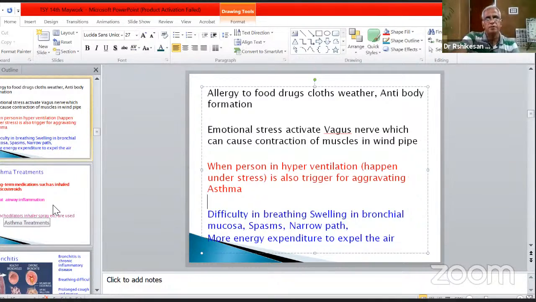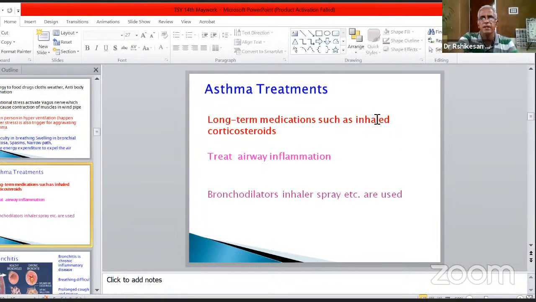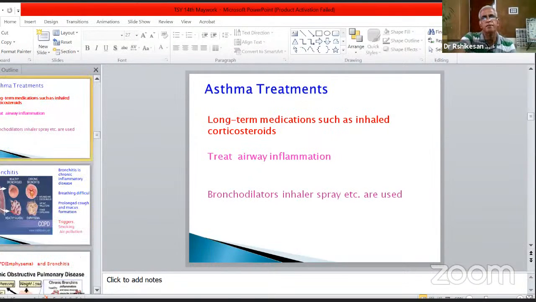So let us see further. Long-term medications are there, steroids and all this. That is the treatment in modern medicine. And then airway inflammation, as we discussed, and dilators, the sprays, all this. But in all these cases you are treating the symptom. Swelling is there, I will reduce the swelling, but it is again coming. The original reason is something different, and that you are not addressing. That we are addressing in yoga therapy.